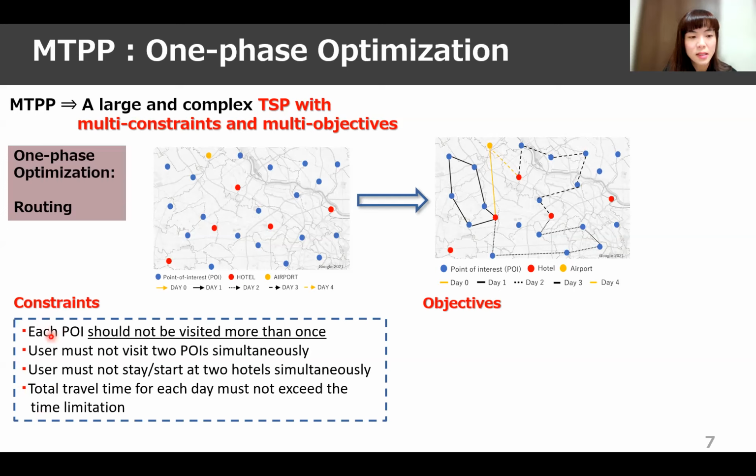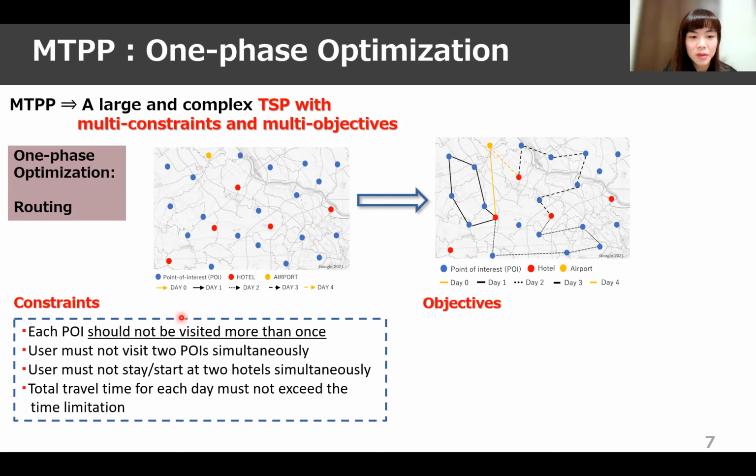The first one is each POI should not be visited more than once. And the second one is the user must not visit two POIs at the same time. The third one is the user must not stay or start at two hotels at the same time. The last one is the total travel time should never go beyond the time limitation.